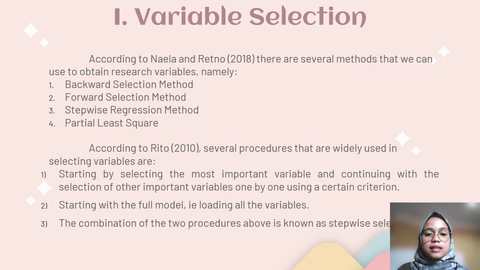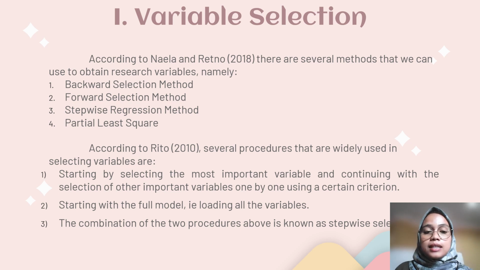The third is the stepwise regression method. Stepwise regression is a regression involving two types of process, namely the forward selection and backward selection methods. This technique is carried out through several steps.